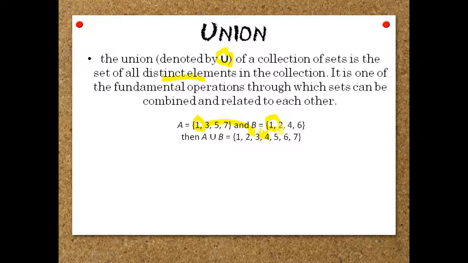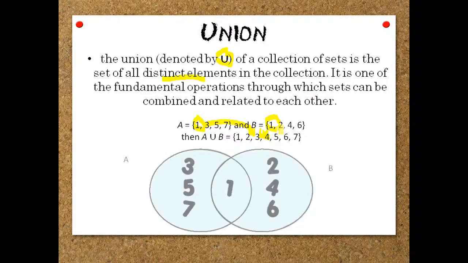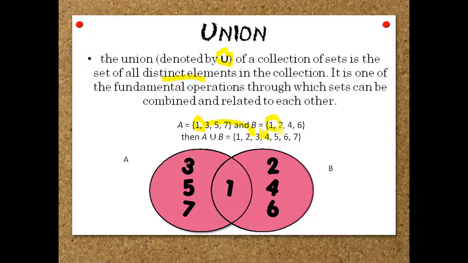Okay, we have this diagram. If we do it on a Venn diagram, it will be like this. We're going to shade all of the elements, which are 1, 3, 5, 7, and 2, 4, 6. Just simple as that. So that is the union. The next one is the intersection.